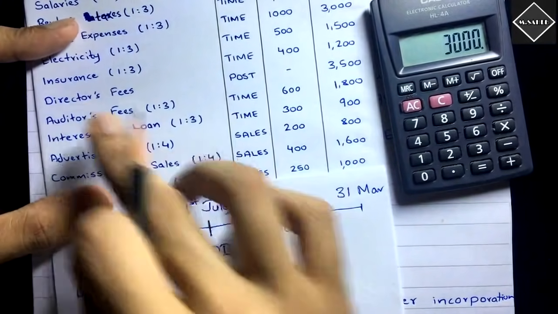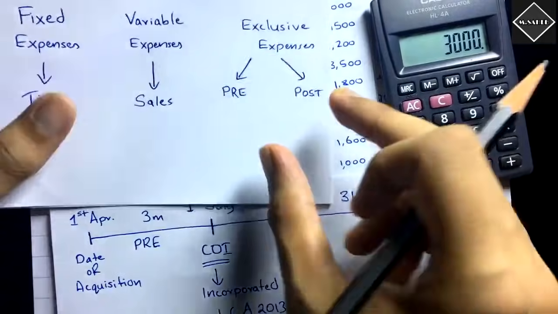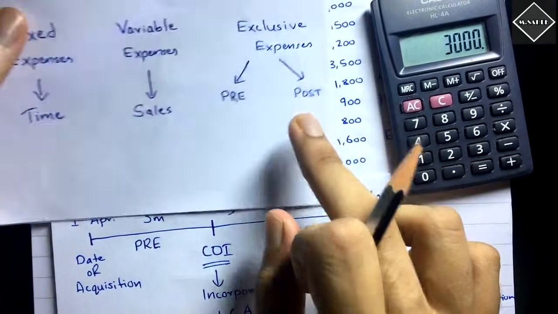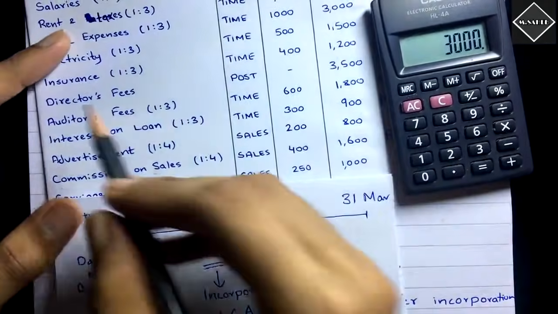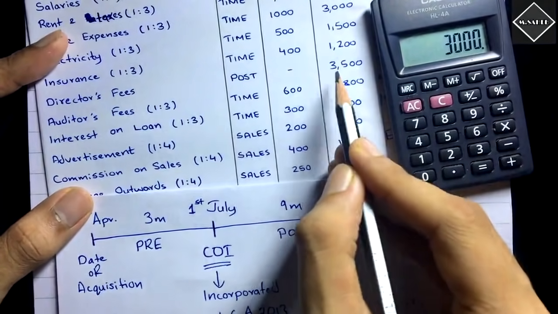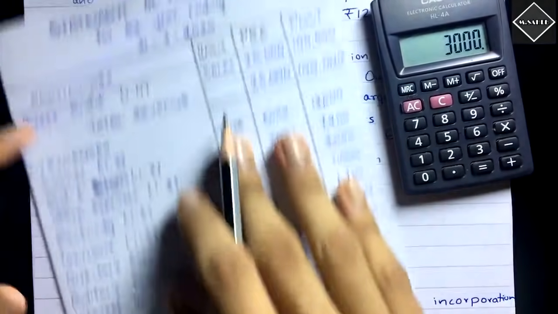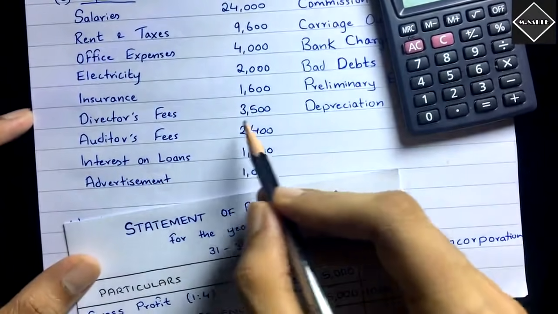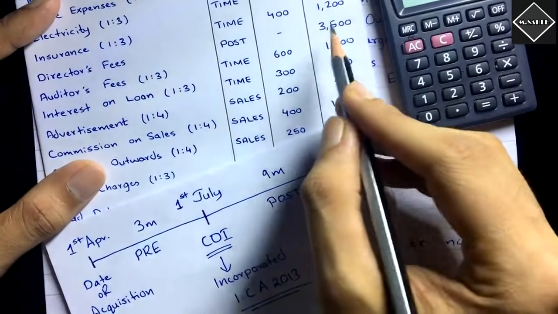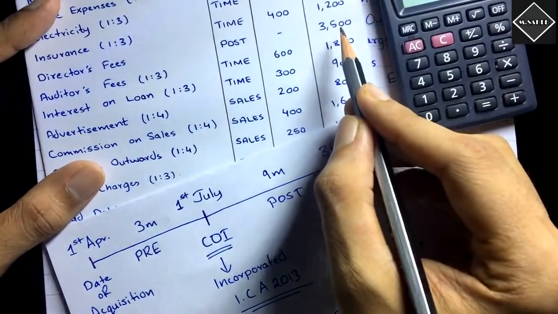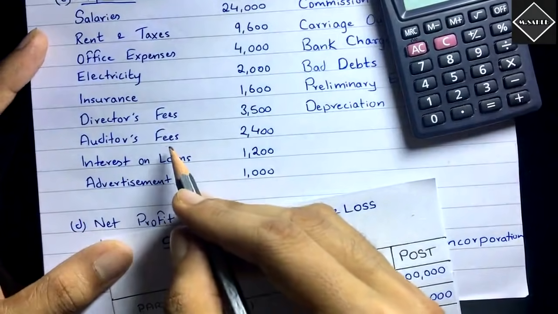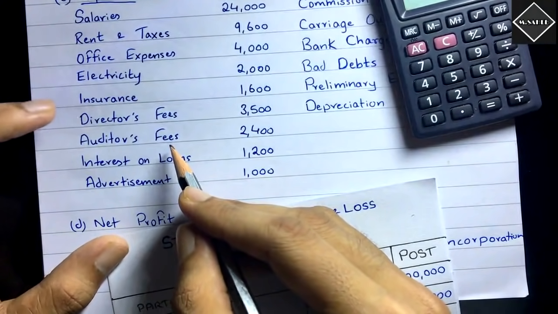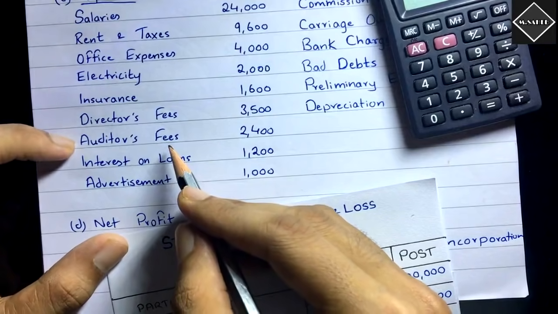So the director's fees is an exclusive expense that will only go to the post. It will directly go to the post column. Simple. So director's fees will directly go to the post column, 3,500. The whole director's fees 3,500 will go to the post column. This is clear, right? Director's fees, it's a company related expense, so that will directly go to the post column. And then we have auditor's fees.